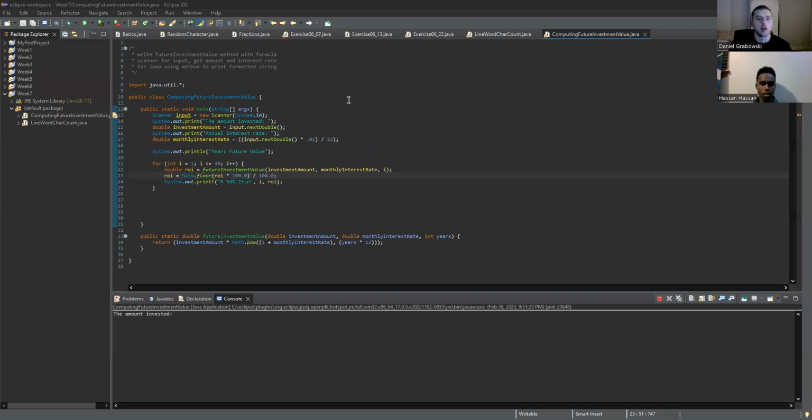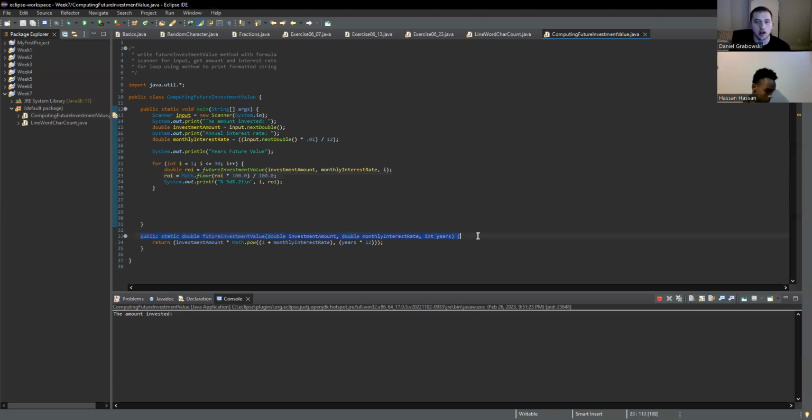And like you mentioned, we have this static method down here, and this is where the majority of our computing takes place. It returns a double type, and it's called future investment value, and the parameters are a double for the investment amount, a double for the monthly interest rate, and then an integer for the amount of years that you want to see the return on. And then there's only one line here, and it's a return statement that includes the formula he mentioned earlier, which is given in the instructions.